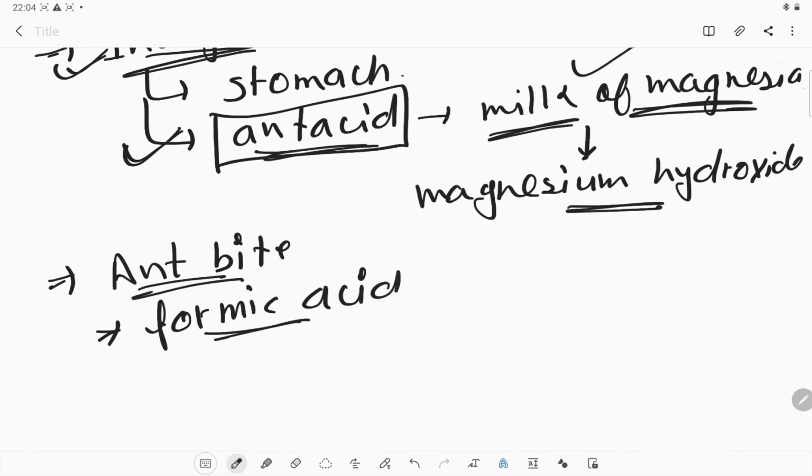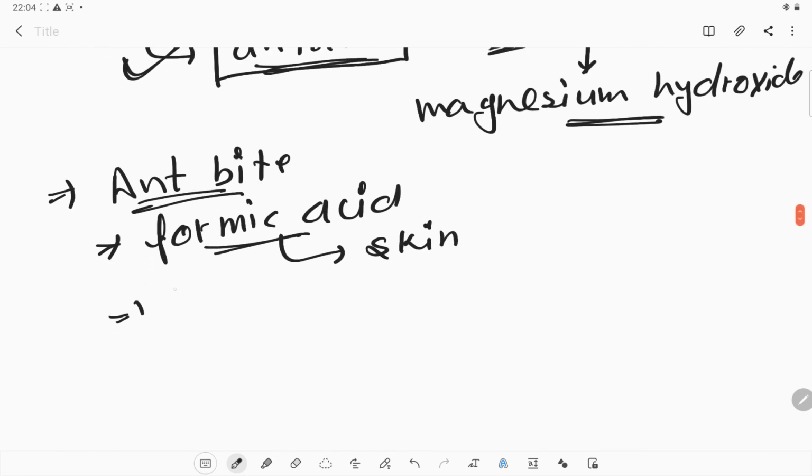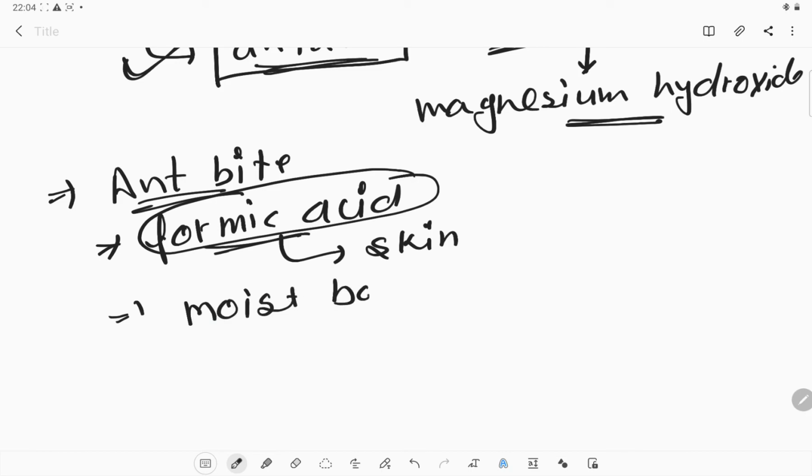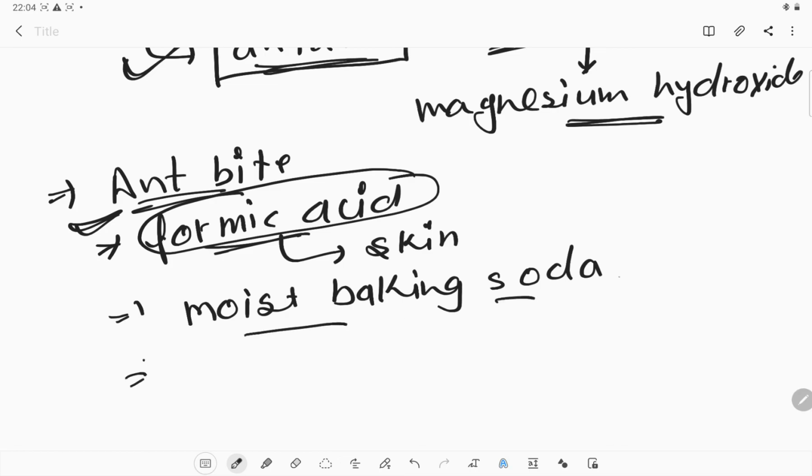Okay, that formic acid will cause irritation in the skin, and to reduce that irritation, or we can say to neutralize this formic acid solution, we can use some moist baking soda. We can rub some moist baking soda on that patch where the ant has bitten us, and that will give us relief.